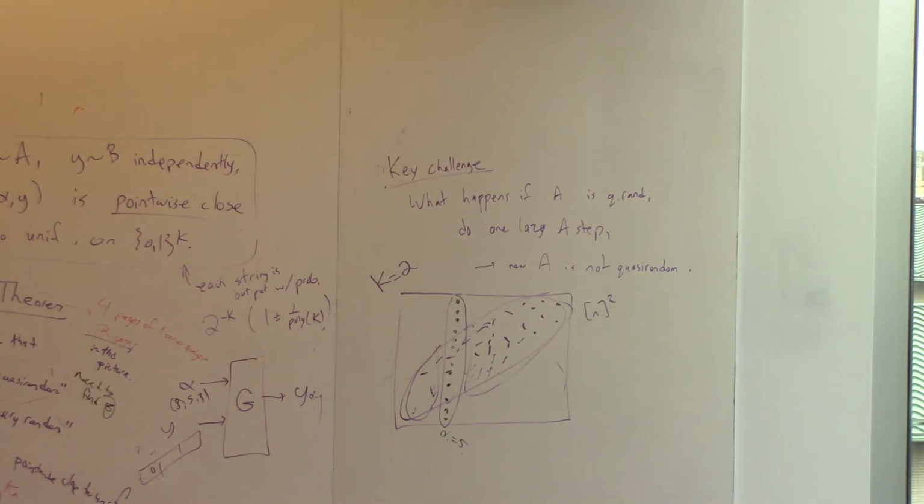Is there any natural way to say why that 1 over log n comes from? Yeah, let me check my notes.